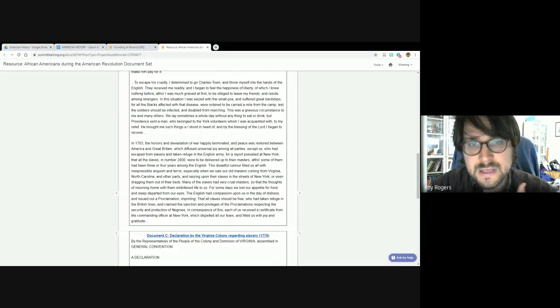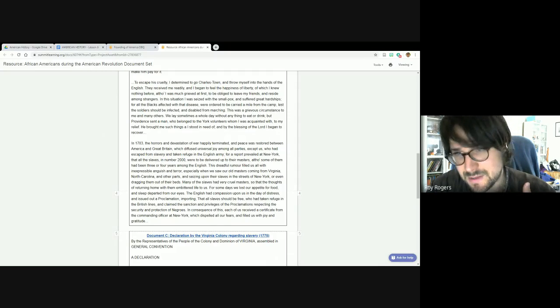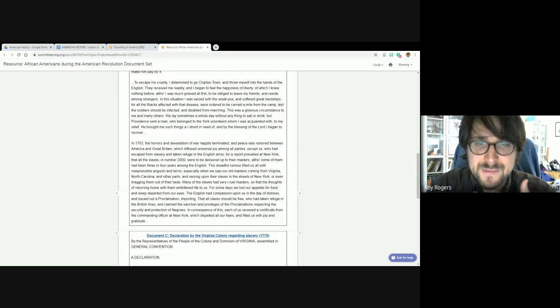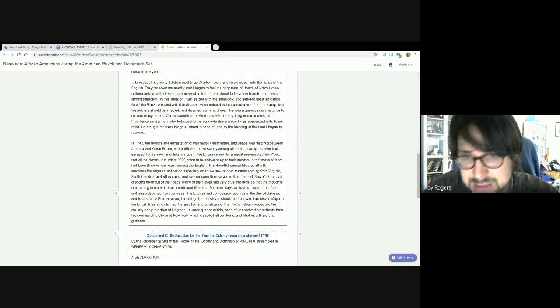For a report prevailed at New York that all slaves, in the number of 2,000, were being delivered up to their masters. Although some of them had been 3 or 4 years among the English, this dreadful rumor filled us with an inexpressible anguish and terror, especially when we saw our old masters coming from Virginia, North Carolina, and other parts, and seizing upon their slaves in the streets of New York, or even dragging them out of their beds. Many of the slaves had very cruel masters, so the thoughts of returning home with them embittered life to us. For some days we lost our appetite for food, and sleep departed from our eyes.